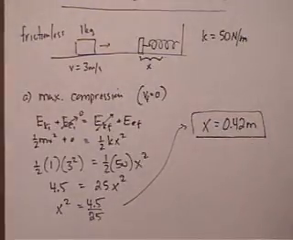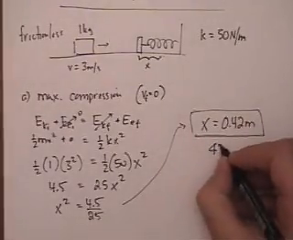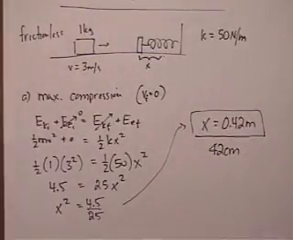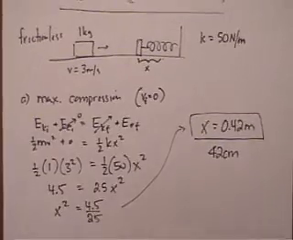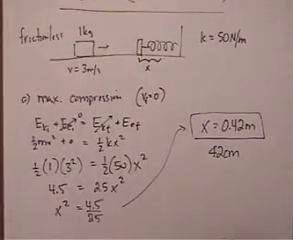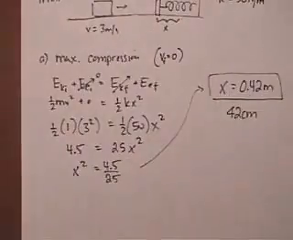Which, as a decimal, 0.42 is not much, but if you think of it in terms of centimeters, 42 centimeters, that's a pretty good bit of compression for this spring. So now, that's my maximum compression.